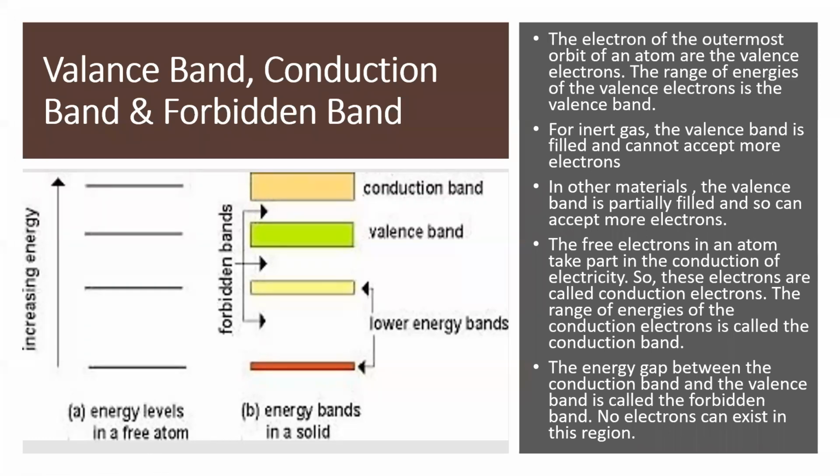Okay, let me ask you another question. An electron having energy 3.2 electron volt, where will it lie? It will lie in the conduction band. Above 3 means conduction band. Now another electron having energy 1.8 electron volt, where will it lie? Valence band.